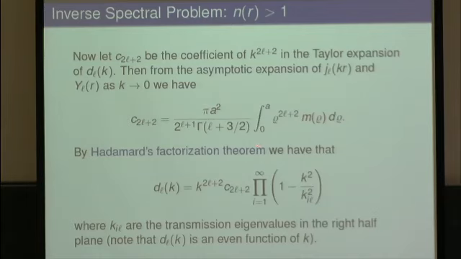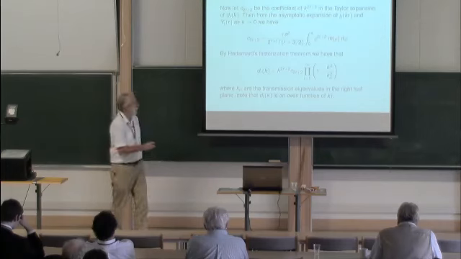And by Hadamard's factorization theorem, again, we have DL of K equals this. So we're assuming that we know the transmission eigenvalues for each L. So we know this infinite product in principle. So we know everything except this constant. So the Ki, and I've rewritten this because the determinant is even, so I can rewrite it as a product just over the eigenvalues in the right half plane. That got rid of that exponential e to the minus k over kn. So I have this.